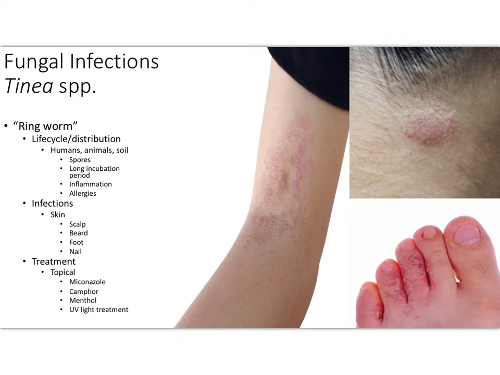It's most common in places like the scalp, like I said, on men in kind of the beard area, on the foot, where we tend to refer to it as athlete's foot, in the nail, or just kind of anywhere on the body where sometimes it forms this circular type structure that we refer to as ringworm.